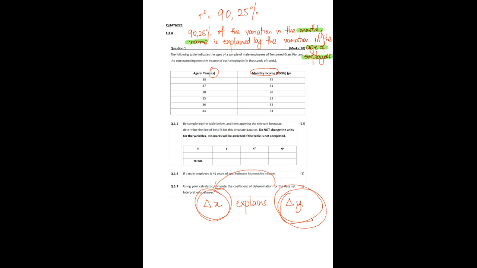You can just say the variation in Y if you don't feel comfortable with actually saying what the Y variable is. And in place of the X variable, the age of employee, you can just say X. So if you read it like that, it would say 90.25% of the variation in the Y variable is explained by the variation in the X variable. So you can even do that if you feel like you're not comfortable with actually mentioning what the Y and X variables are, then you can also write it out like that.